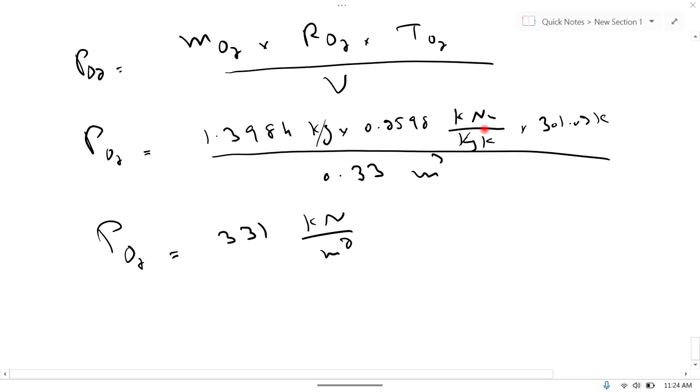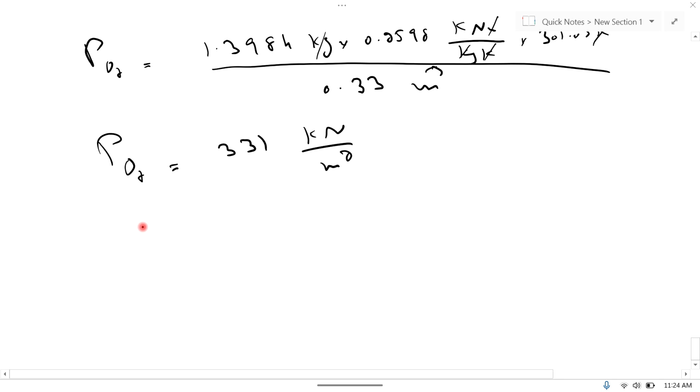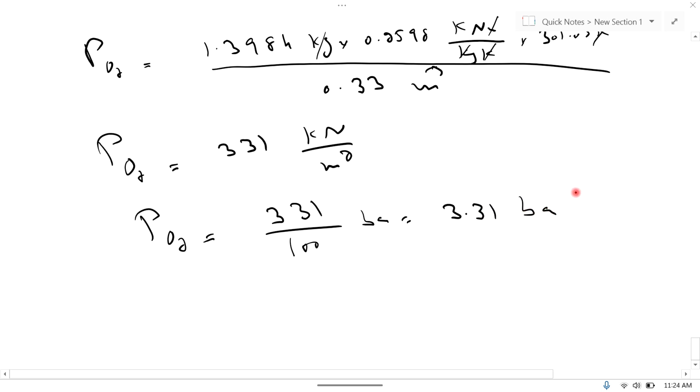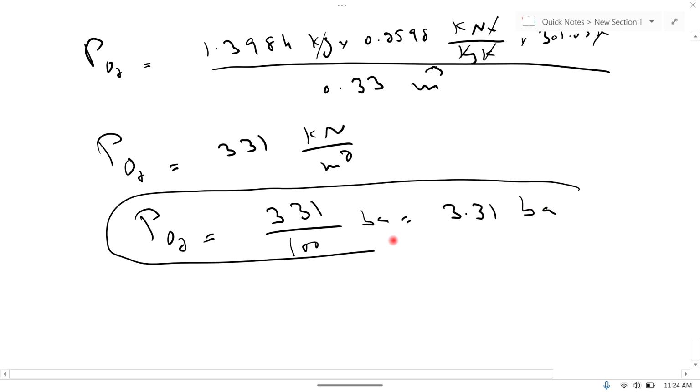Kilogram is cancelled with kilogram, Kelvin is cancelled with Kelvin. So 1 meter is cancelled with 1 meter. This is not Kelvin, this is kilo. This Kelvin is cancelled with this Kelvin. So kilo Newton per square meter. Now convert this into bar, so divide by 100. So the pressure of oxygen is equal to 331 divided by 100 bar, which is equal to 3.31 bar. This is the answer of part number 3.